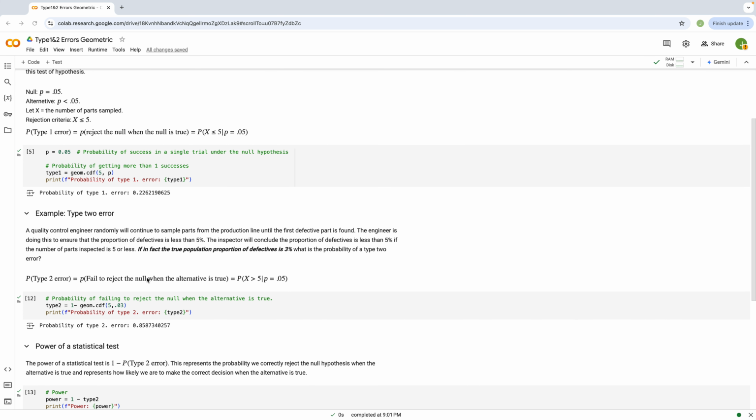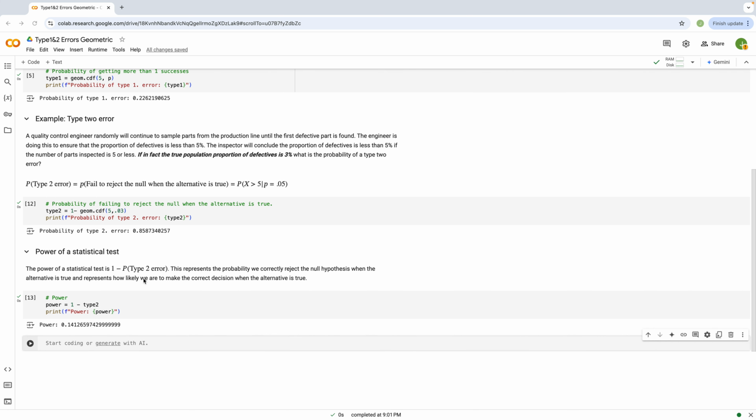Okay. Now, in this example, suppose that in fact the true population proportion of defectives is 3%. So, in fact, the alternative hypothesis is true. We'd like to know what's the probability of a type 2 error if the proportion is 3%. Well, we need to go back to when we talked about type 2 errors. A type 2 error means we fail to reject the null when the alternative is true.